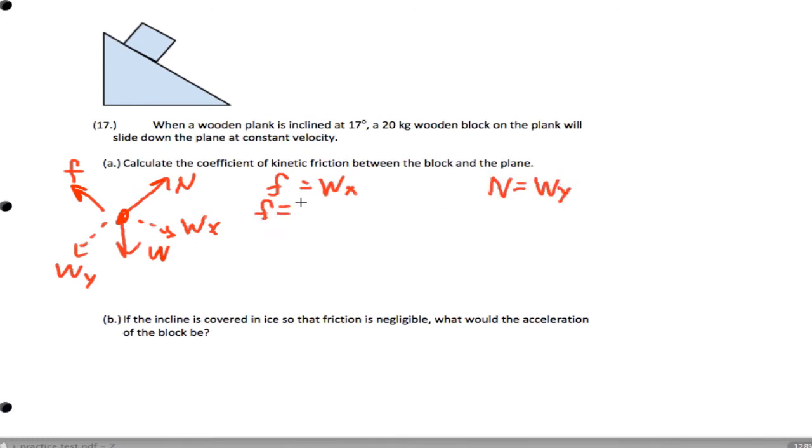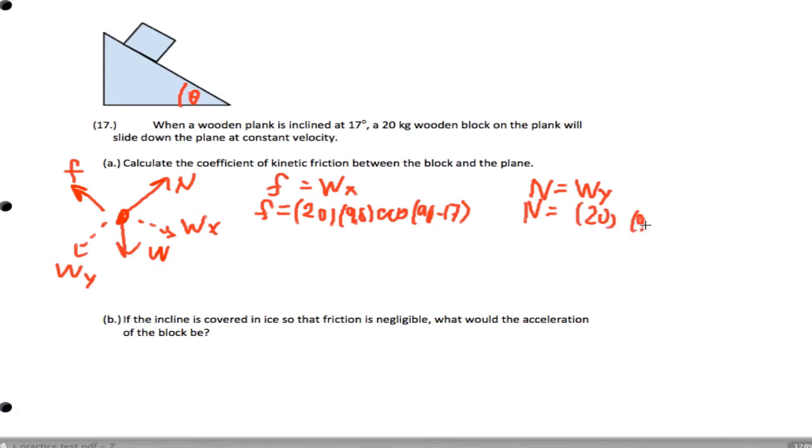So I have friction equals 20 times 9.8 times the cosine, and let's remember that for theta, we don't use theta in our formula. It's going to be 90 minus 17. And similarly for our normal force calculation, we're going to actually do the normal force equals the sine. So the normal is going to be 20 times 9.8 times the sine of 90 minus 17.